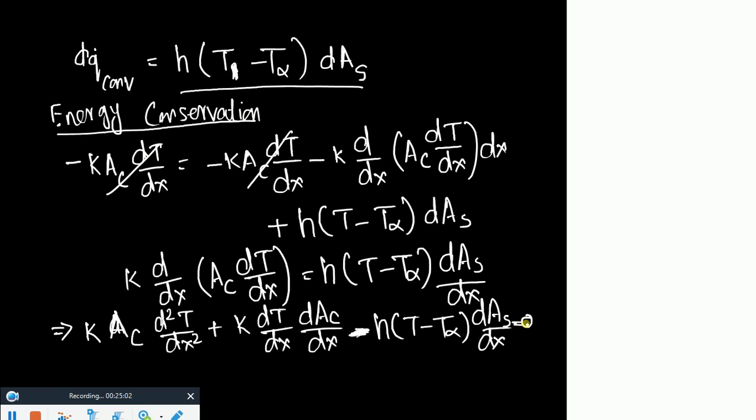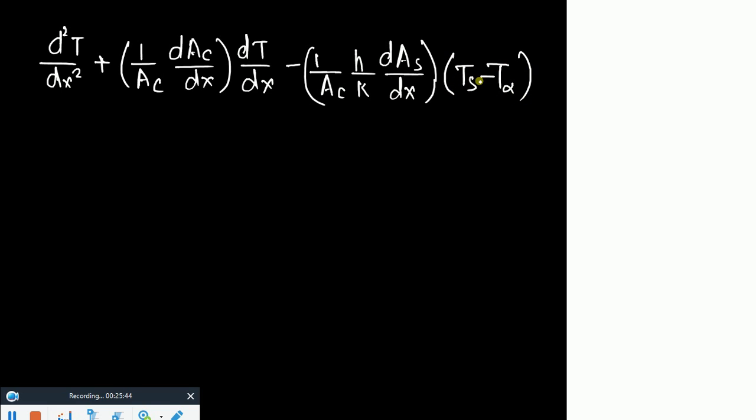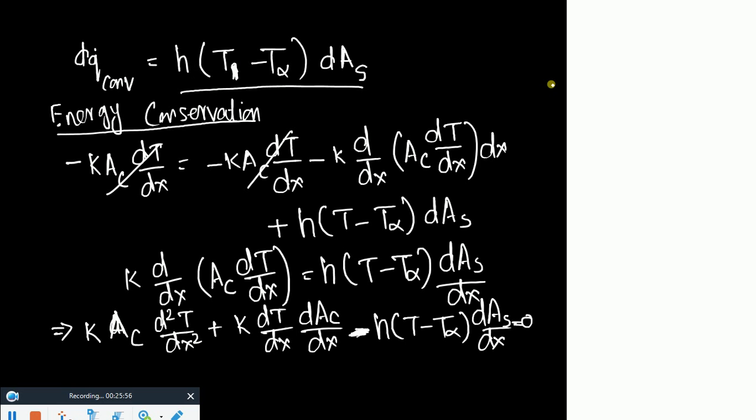Right? This is the governing equation. And just come down to the expression which is given in your book, and it is more specific or more simplified. d square T by dx square plus 1 over Ac dAc by dx dT by dx minus 1 over Ac h over k dAs by dx (T minus T infinity) equals 0. Clear? You can see I just divided all the terms by kAc.